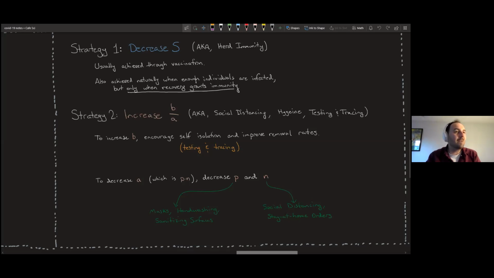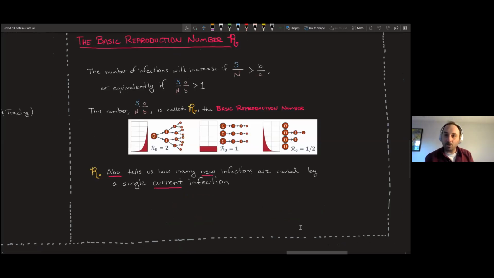All right, something else you may have heard of, so you've probably heard about herd immunity. If you're following the news, you're probably also hearing about the basic reproduction number, sometimes pronounced R naught. British people call it naught. I call it R0, you can call it R naught, or just the basic reproduction number. The basic reproduction number is the average number of new infections that will be created by someone who's infectious now.